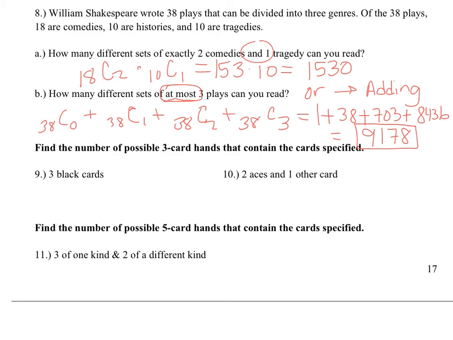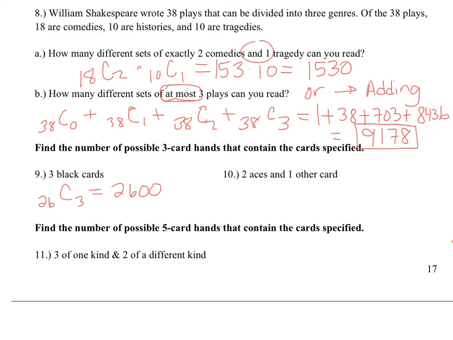Alright, back to the deck of cards. So we're going to find the number of possible 3-card hands that contain the cards specified. Well, if we want 3 black cards, we have to think about how many black cards are in the deck. It's half the deck, so there's 26 black cards, and we want to choose 3 of them. So if you calculate that, it comes out to 2,600 possibilities. Remember, this is your total. We're talking about black cards. There's only 26 total black cards. This is how many you want to choose. I want to choose 3.